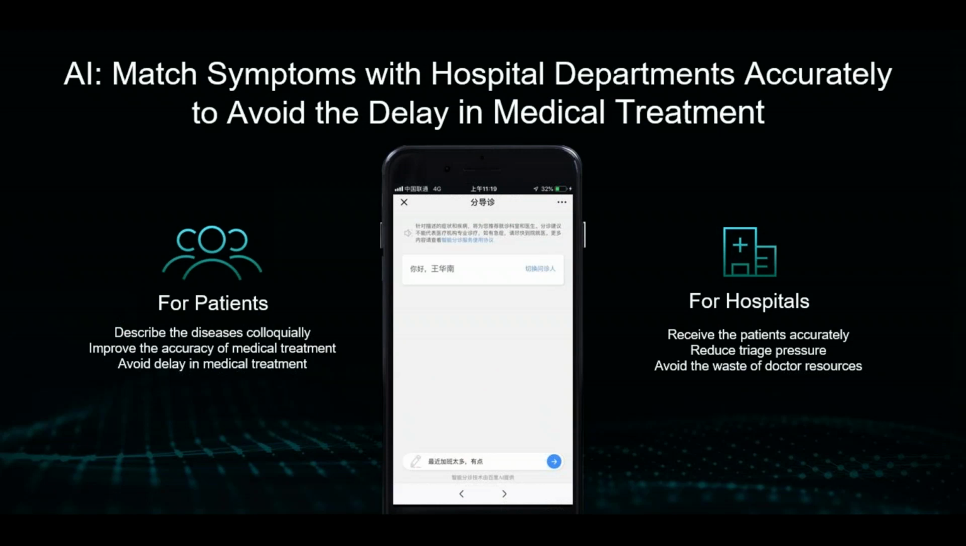main function is to match the patients and the clinicians correctly. So the patients can get health treatment in a short time, won't be delayed, and the hospitals can receive the patients accurately, won't make mistakes, and with the doctor resource. Here's a demo. I think it's in Chinese, so I just skip it. Okay.